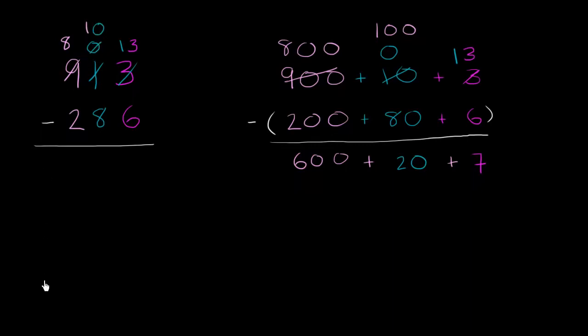And so now we are ready to subtract. 13 minus 6 is 7. 10 minus 8 is 2. Remember, this is really 10 tens minus 8 tens to get 2 tens. 100 minus 80 to get 20. And then finally, we have 800 minus 200 to get 600. 627.